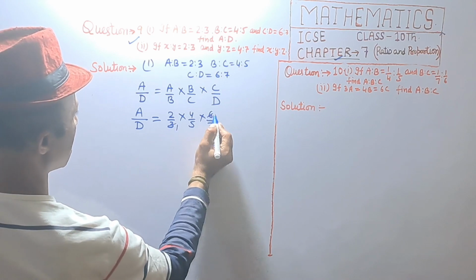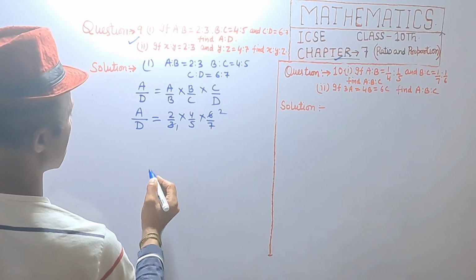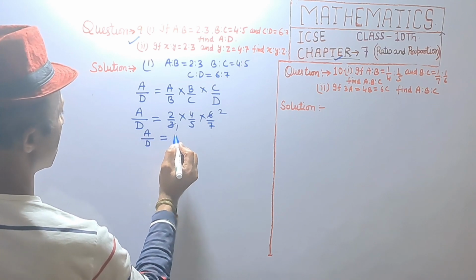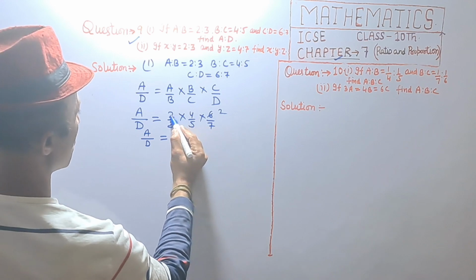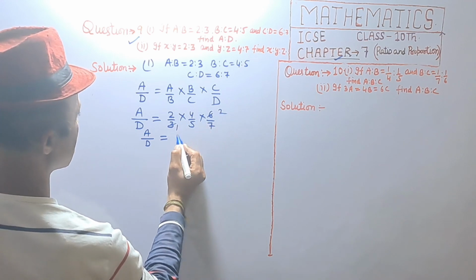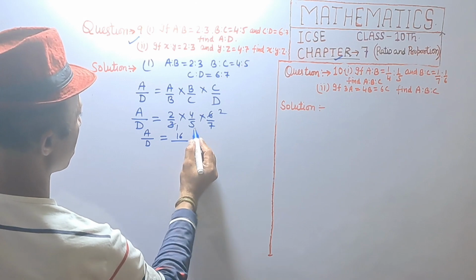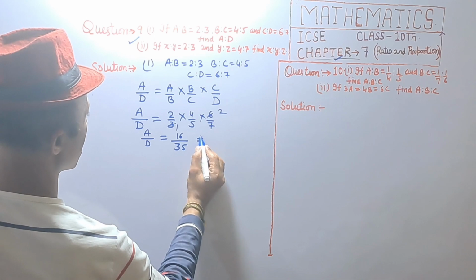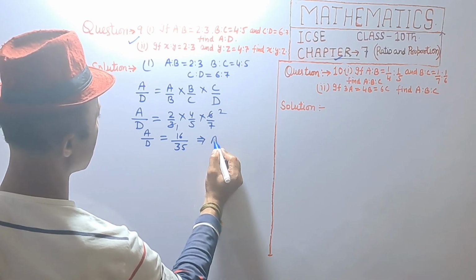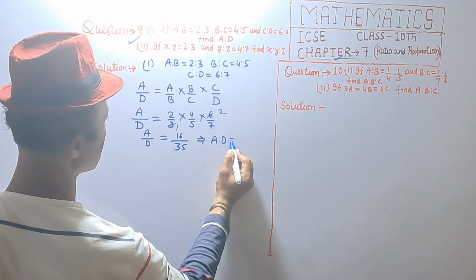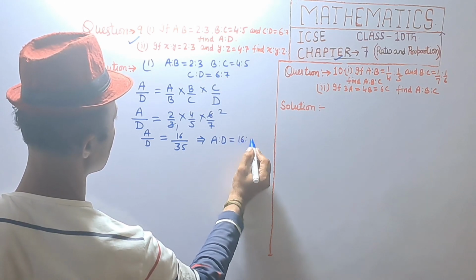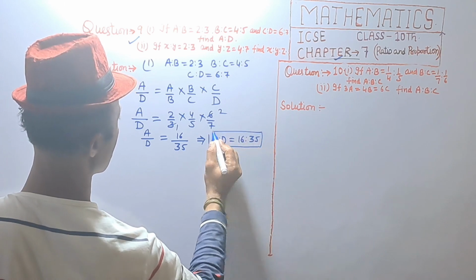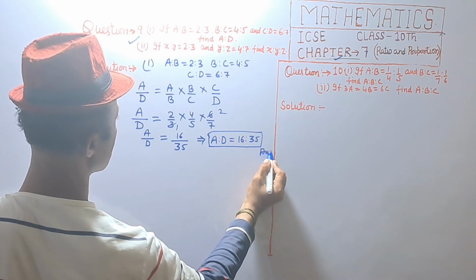3 ones are 3, 3 twos are 6. So A upon D is equal to 2 twos are 4, 4 fours are 16 upon 7 fives are 35, which implies A ratio D is equal to 16 ratio 35. Answer.